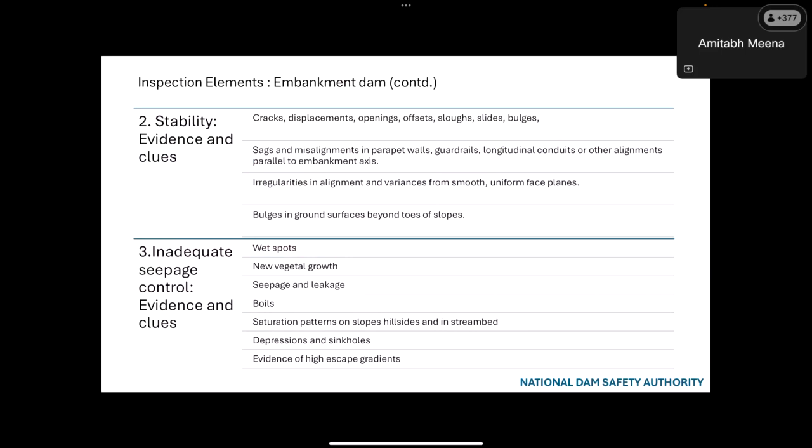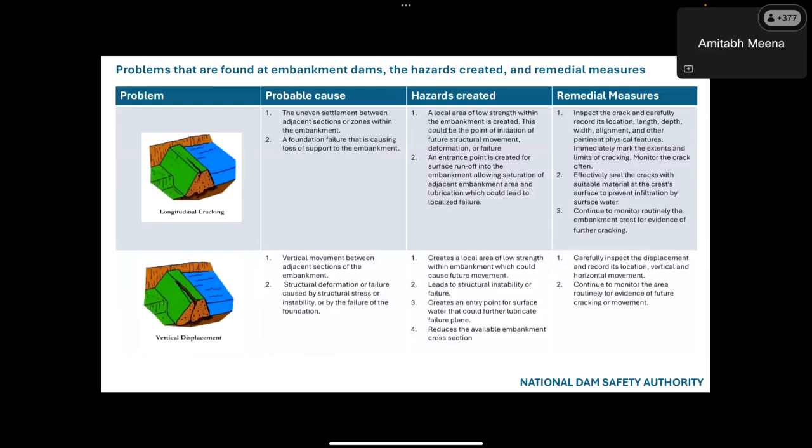Okay. So in this first diagram, we can see the longitudinal cracks along the embankment, and uneven settlement between adjacent sections or zones within the embankment. This can be caused if a different material was used on the downstream side. The material is generally the same, but different batches, or material excavated from different sites, can also cause such issues.